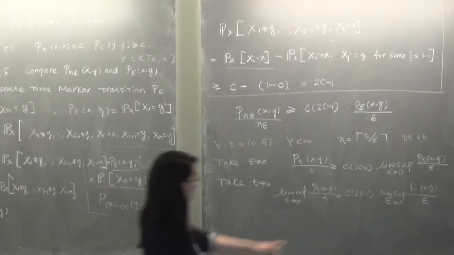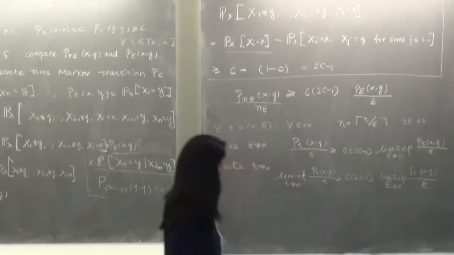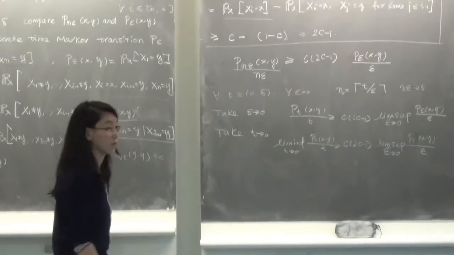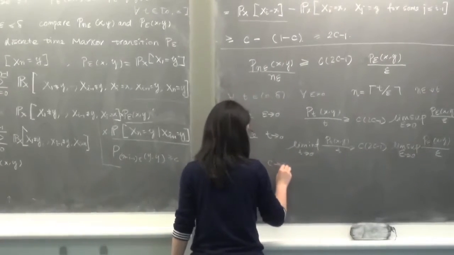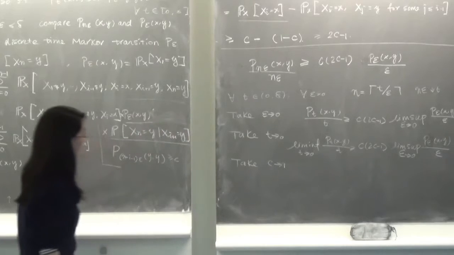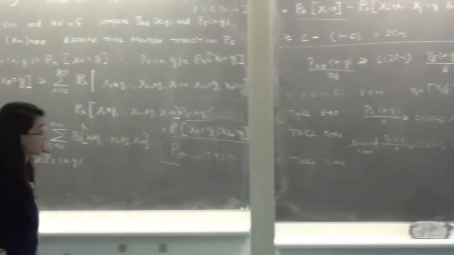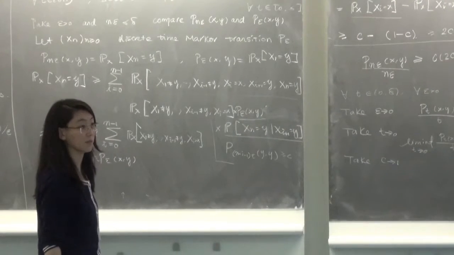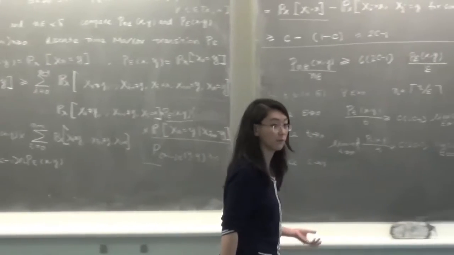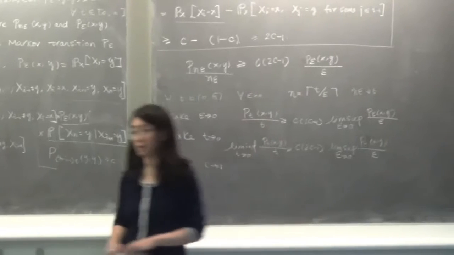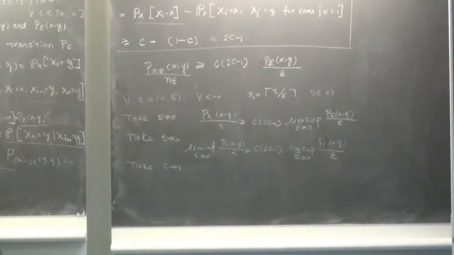So now what we have proved is the limit inf is greater than a constant times the limit sup. And the constant here has nothing to do with these two limits, and we can take c goes to 1. As c goes to 1, this shows the limit inf is greater than limit sup. So this implies that the limit exists and the limit inf equals limit sup. Okay, so this completes the proof of this theorem.